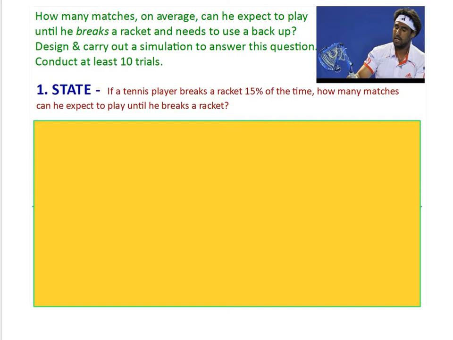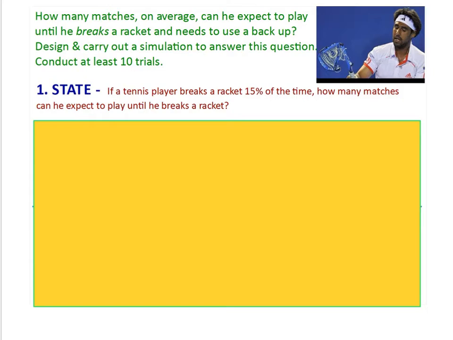So if we think about our tennis player, and look at the example again, it says, how many matches on average can he expect to play until he breaks a racket and needs to use a backup? If we're going through these simulation steps, the first one we have is to state. It says, if a tennis player breaks a racket 15% of the time, how many matches can he expect to play until he breaks a racket? Like we said, state is just restating the problem. There's nothing new or special in this section of state. I'm just restating the problem.